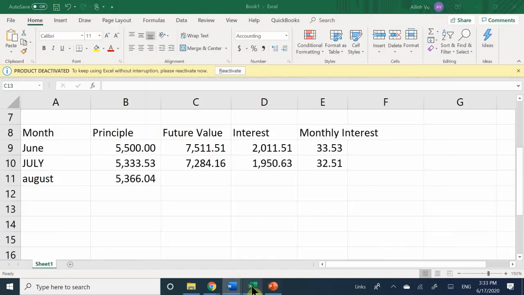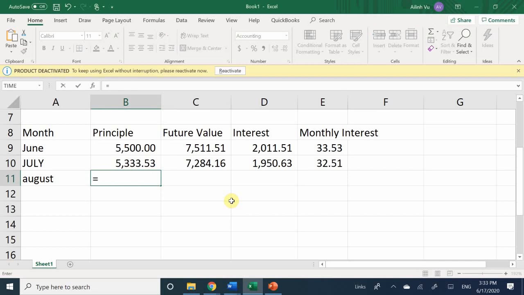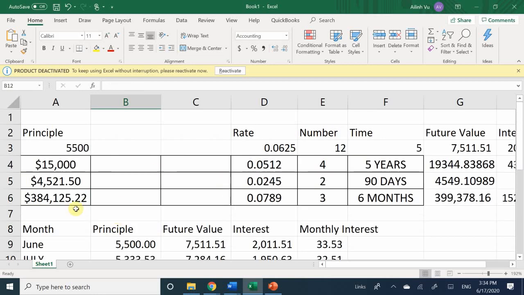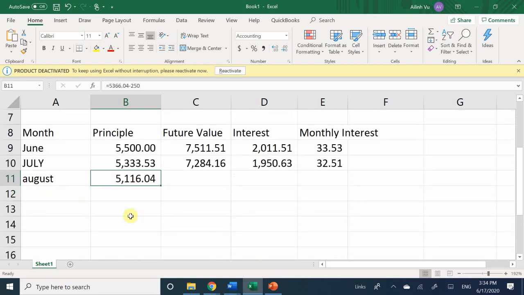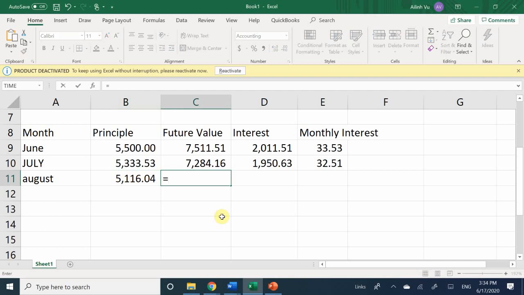So now that we paid the amount, whatever 536604 is, subtract the 250. Now your new principal is going to be 5,011.1604. All right, so let's recalculate that again.